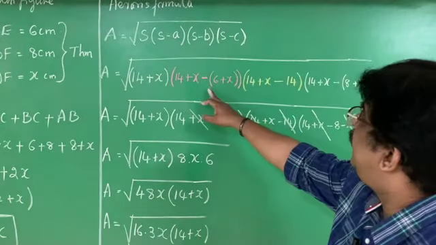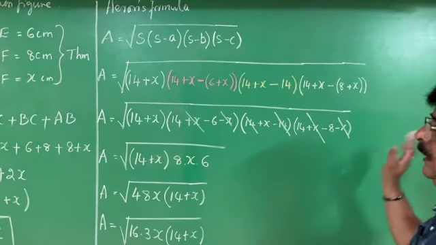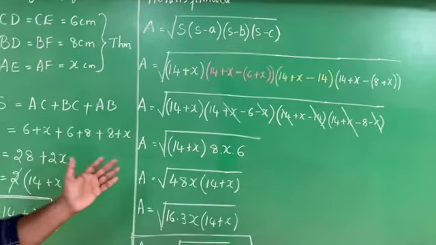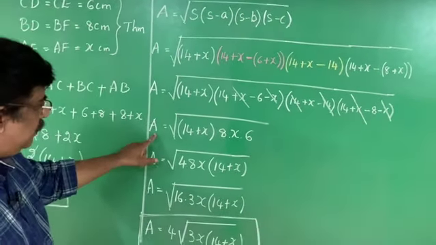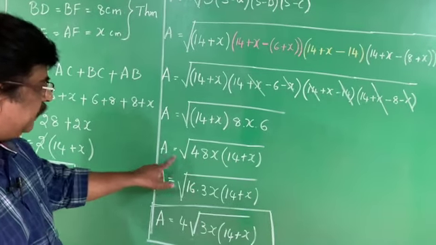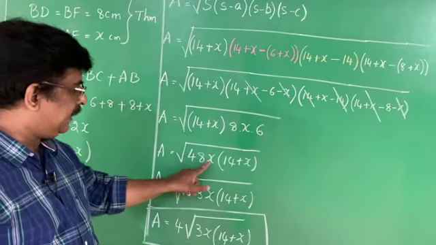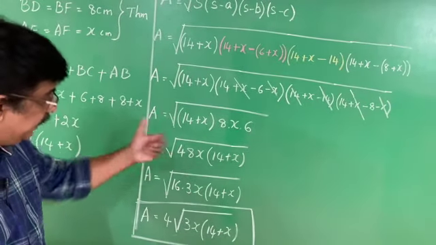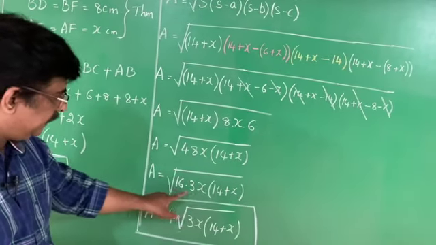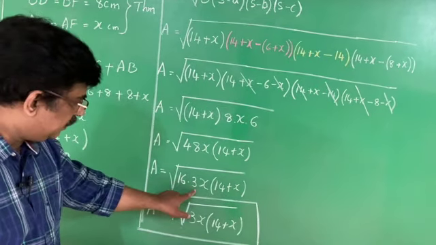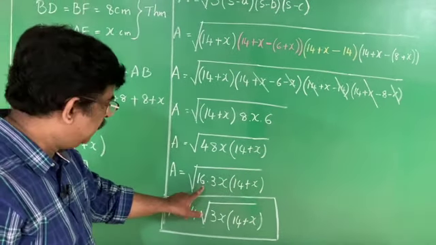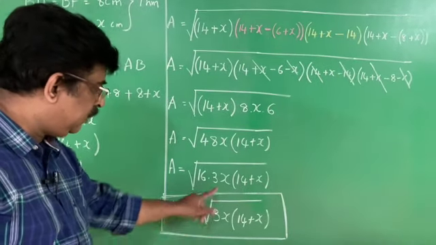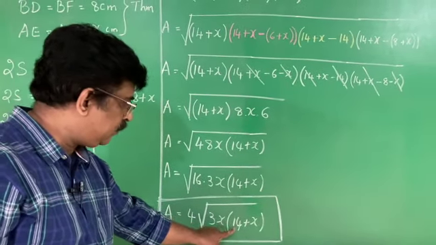Then I remove the brackets. Then I cancel plus and minus. Finally I got the area as A is equal to square root of 48x of 14 plus x. 48 we can reduce. 48 can be written as 16 into 3. Why 16 into 3? Because there is a square root for 16. Square root of 16 is 4. Therefore, A is equal to 4 root 3x of 14 plus x.